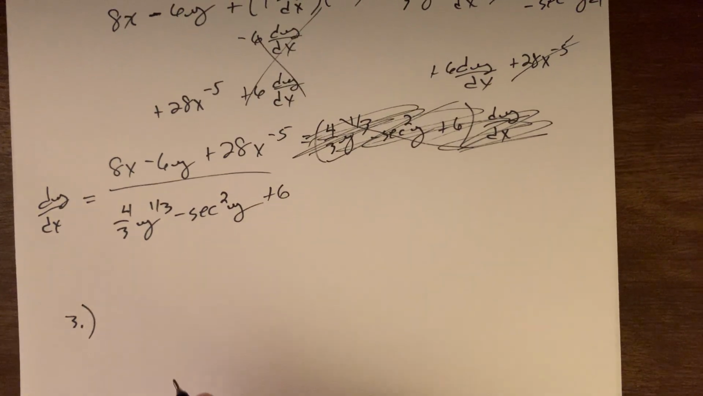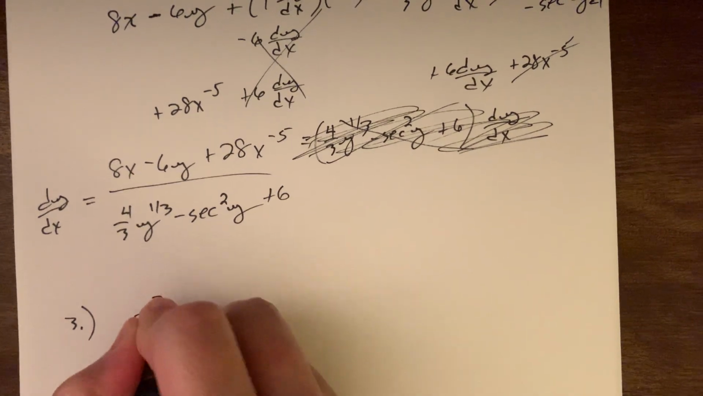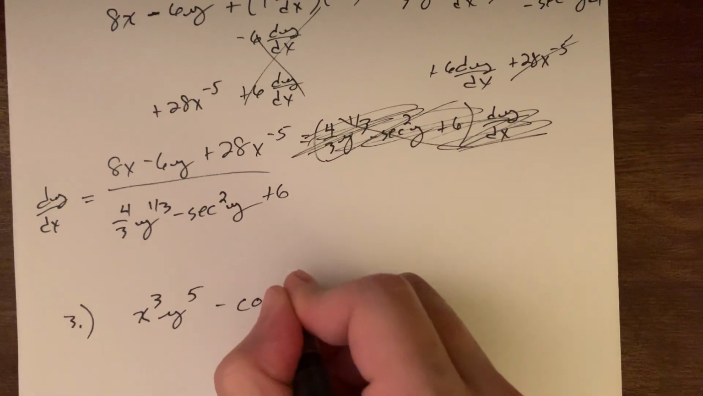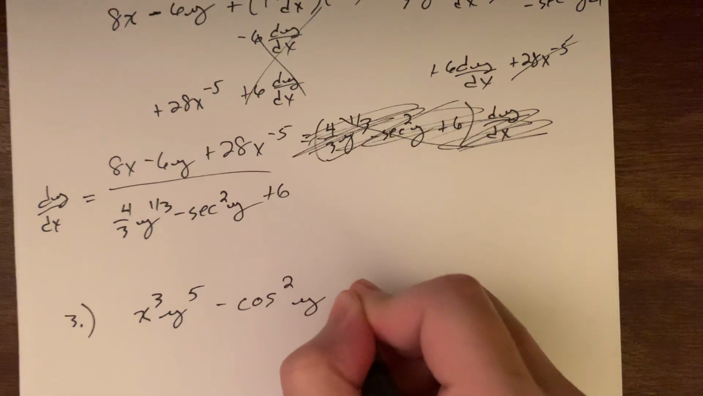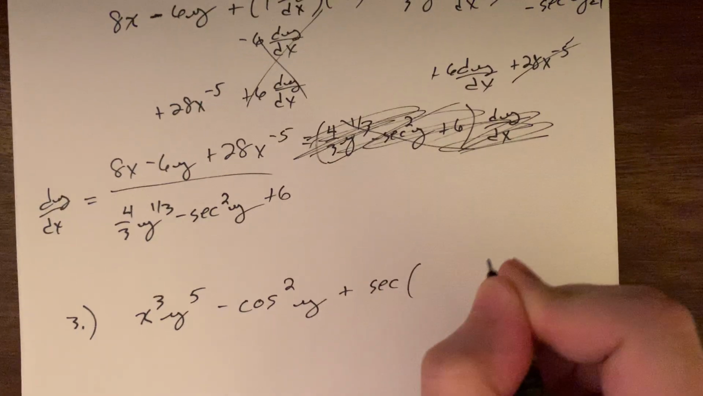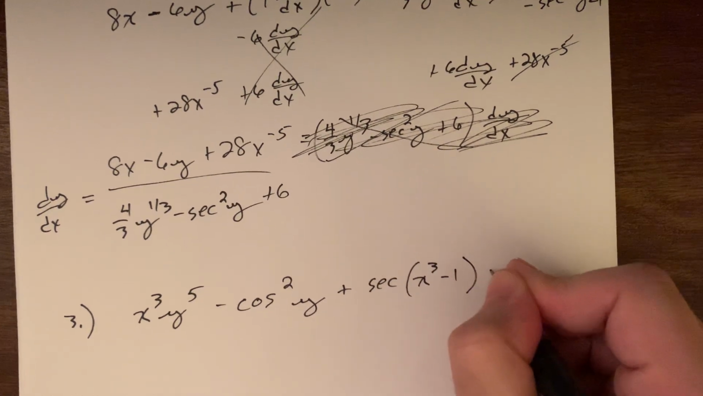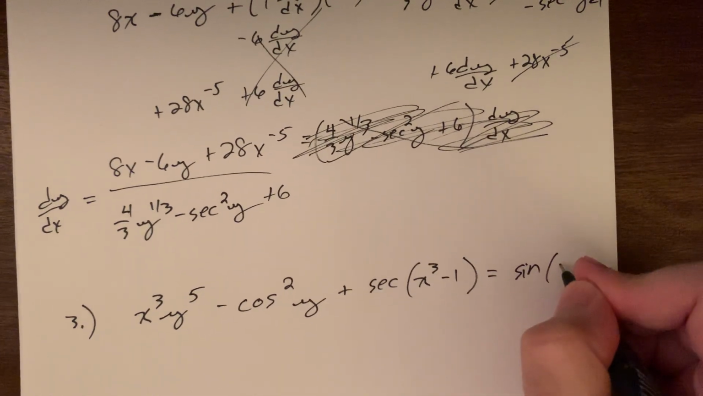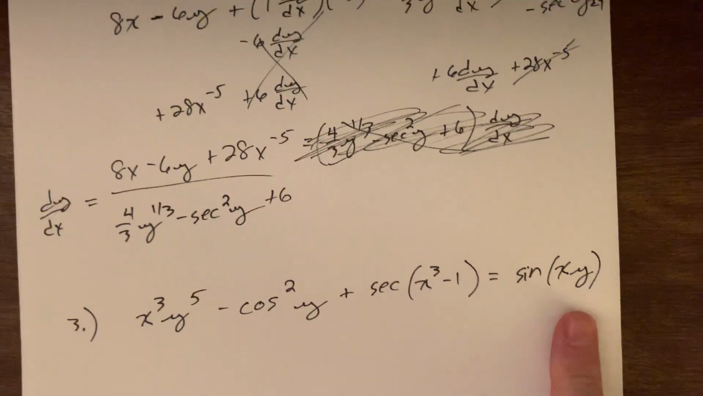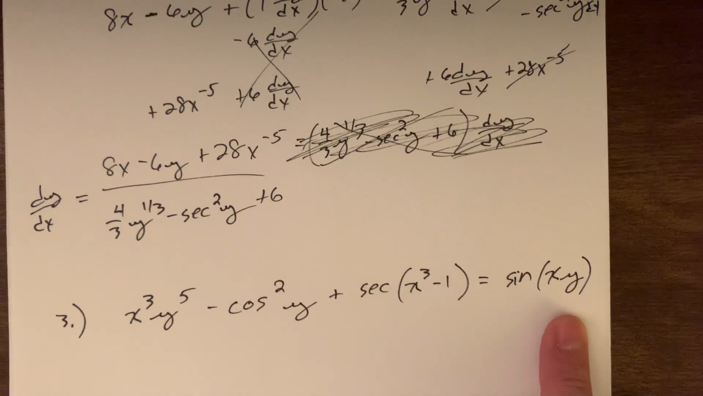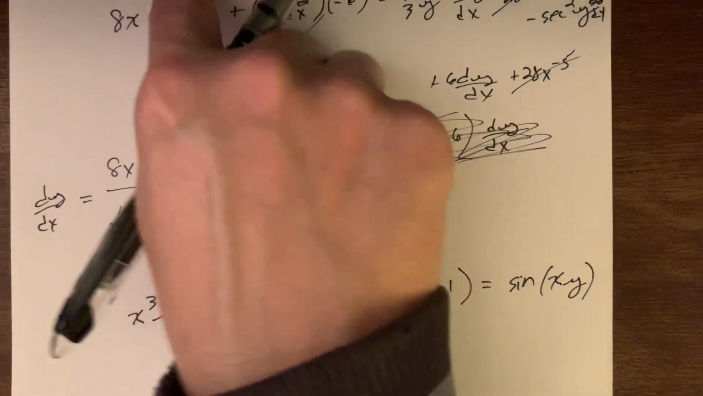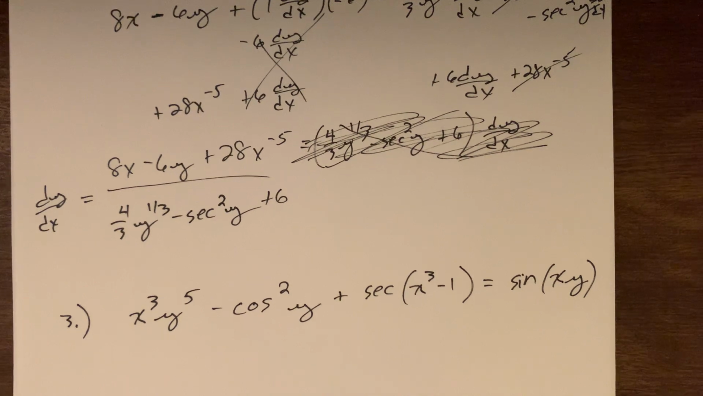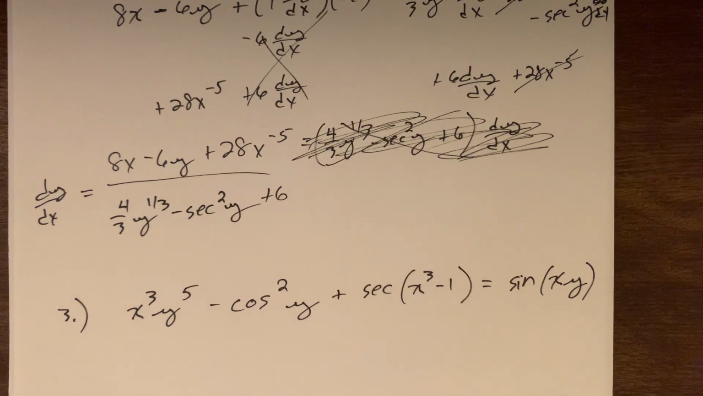And for number 3, let's set up x cubed y to the 5th minus cosine squared of y plus secant of x cubed minus 1 equals, and on the other side, let's have sine of, let's go xy. More of a mess this time. Still trying to find the derivative, so I'm really just pushing you to apply this new implicit differentiation with a lot of rules going on.